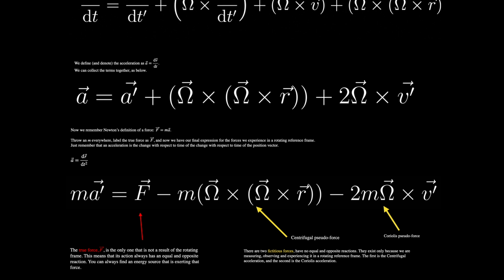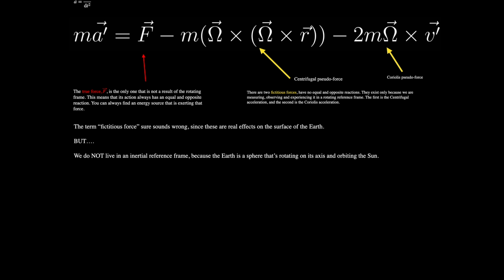Why do I call these pseudo forces or fictitious forces? They're actually real things. They're true things on the surface of the Earth. They're not fake effects. But why do we call them pseudo forces? The reason is because they do not obey Newton's third law. They do not have a back reaction. They don't push against anything. They're the result of transforming from one reference frame to another. That's their reason for existing.